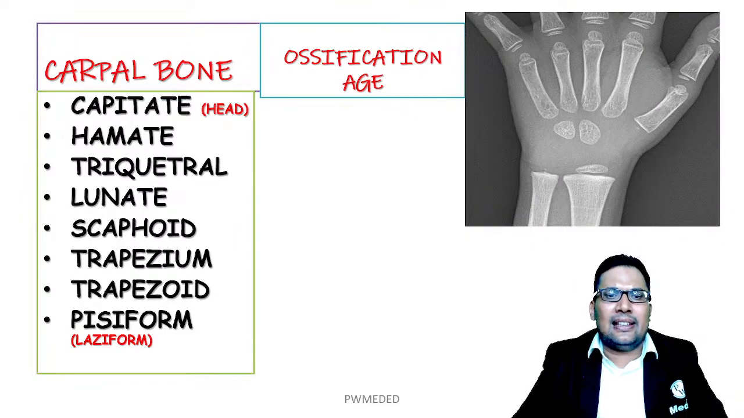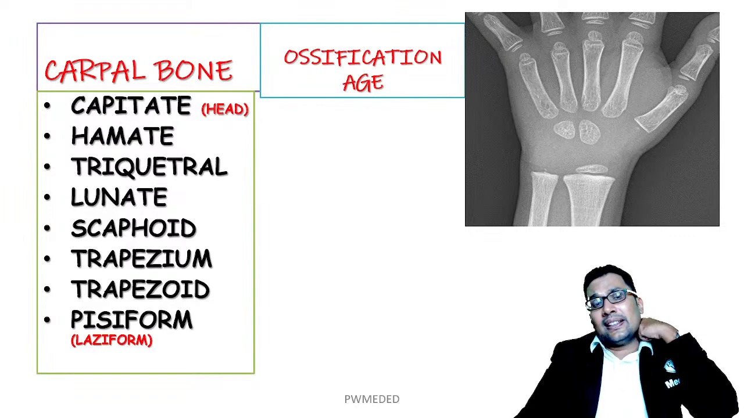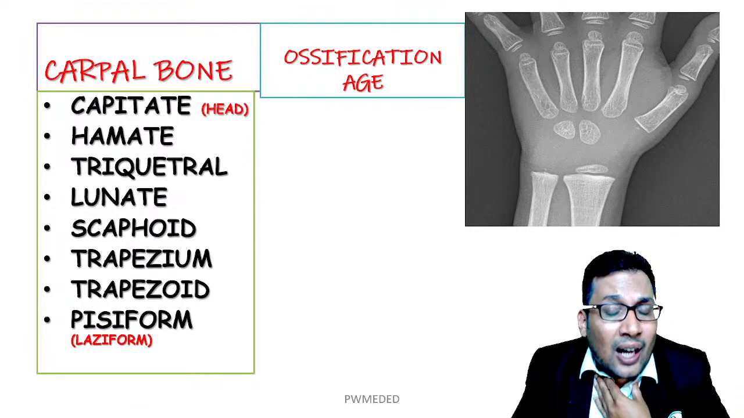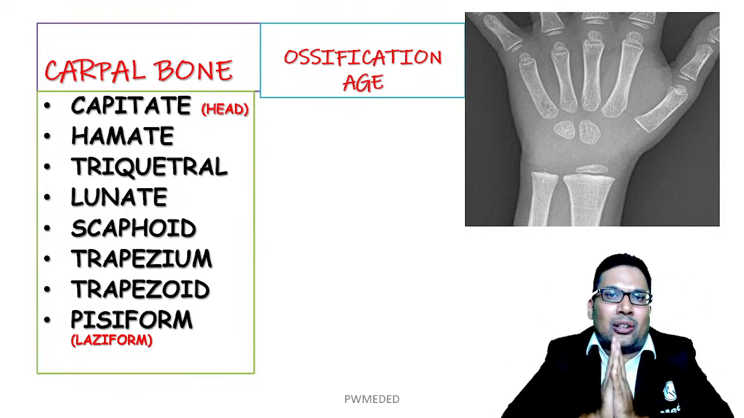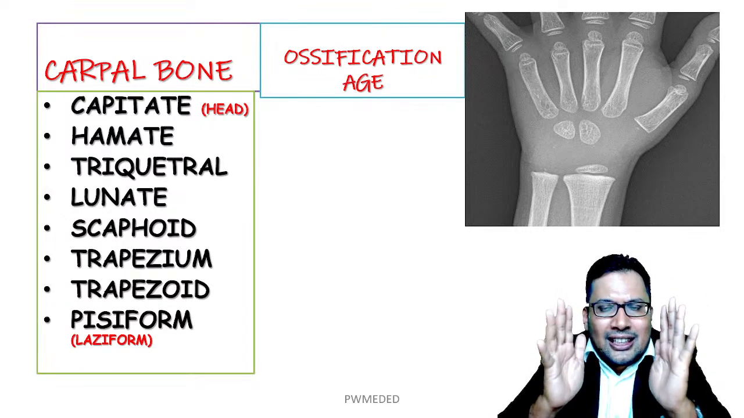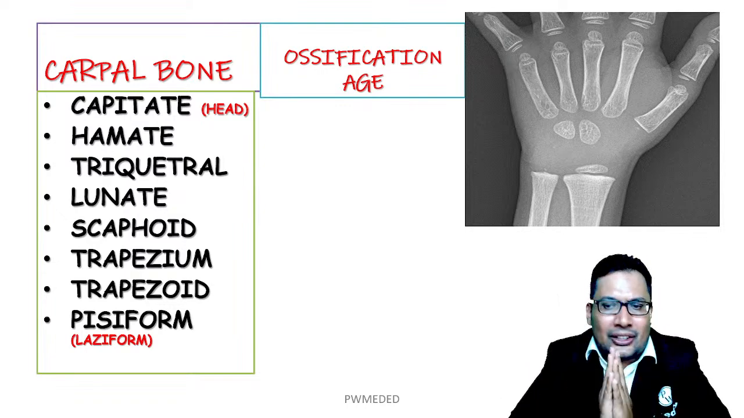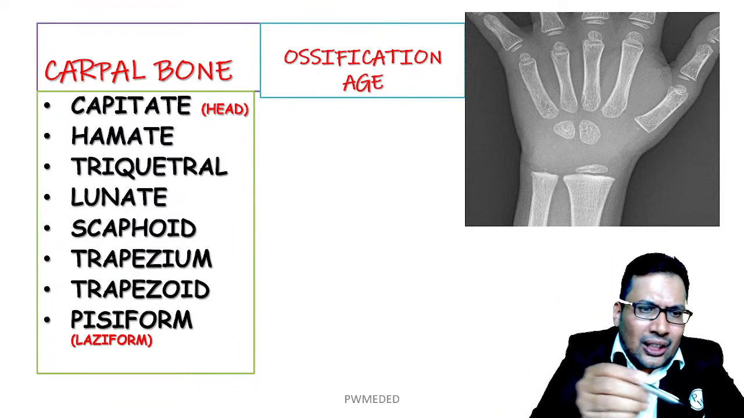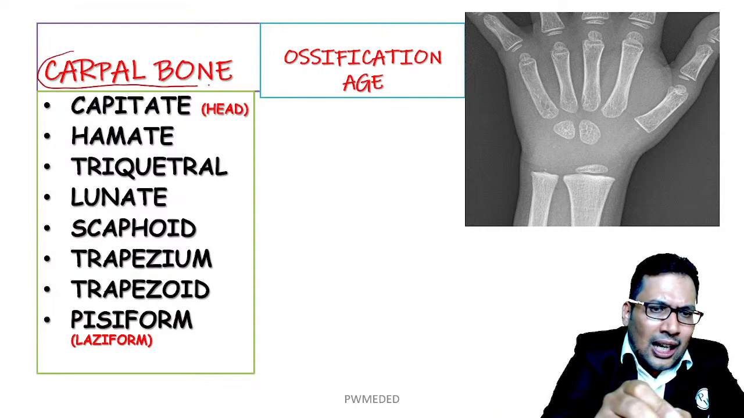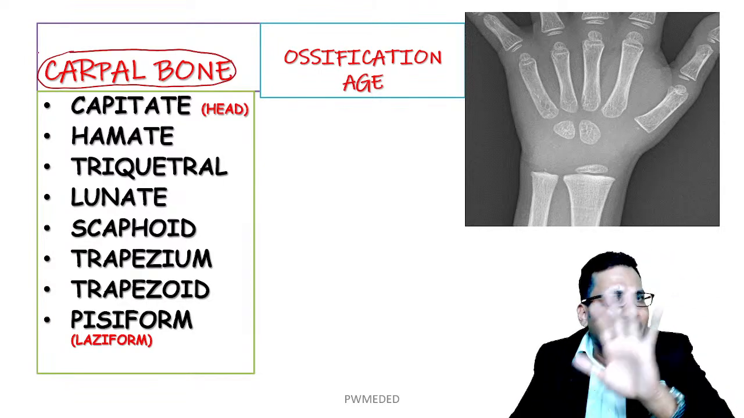Now before that, we will see what is the age of ossification of carpal bones. So now we are into the identification, all of you. Some identification, especially X-ray, is very commonly asked. Now look at this carpal bone. There are 8 carpal bones.